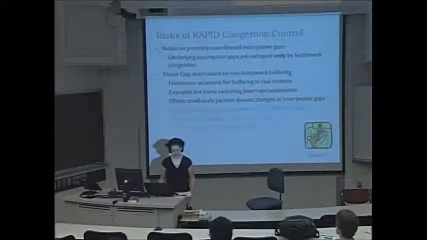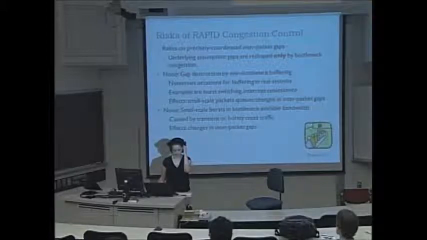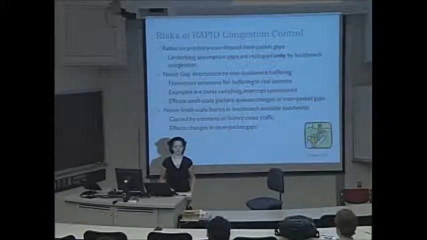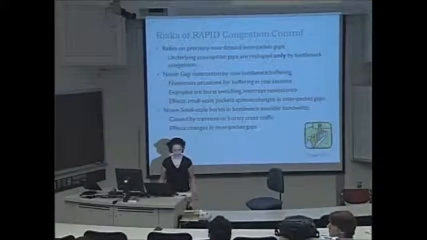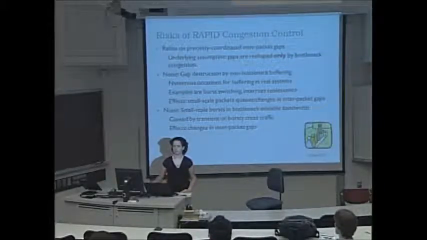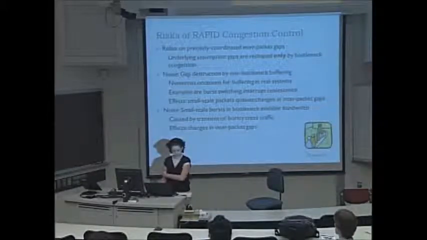Another cause of noise in the network is small-scale bursts in bottleneck available bandwidth. In a network, the traffic is going up and down by small amounts constantly. But these aren't things that are affecting the long-term available bandwidth. It's just transient or bursty cross-traffic, fluctuating by small amounts. And ideally, Rapid would only respond to the long-term changes and not these small bursts.